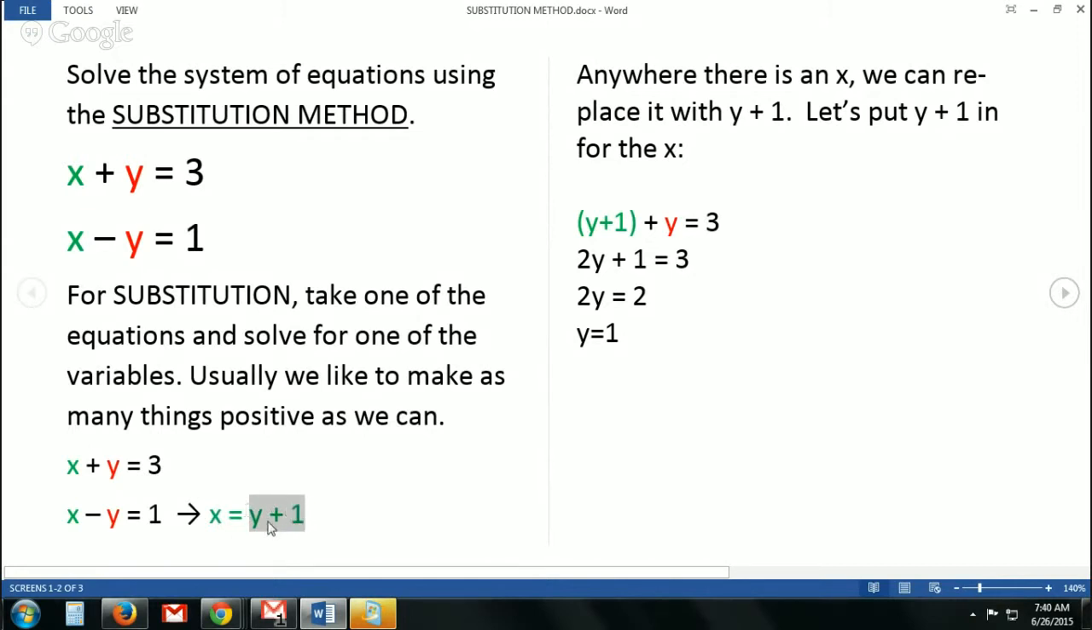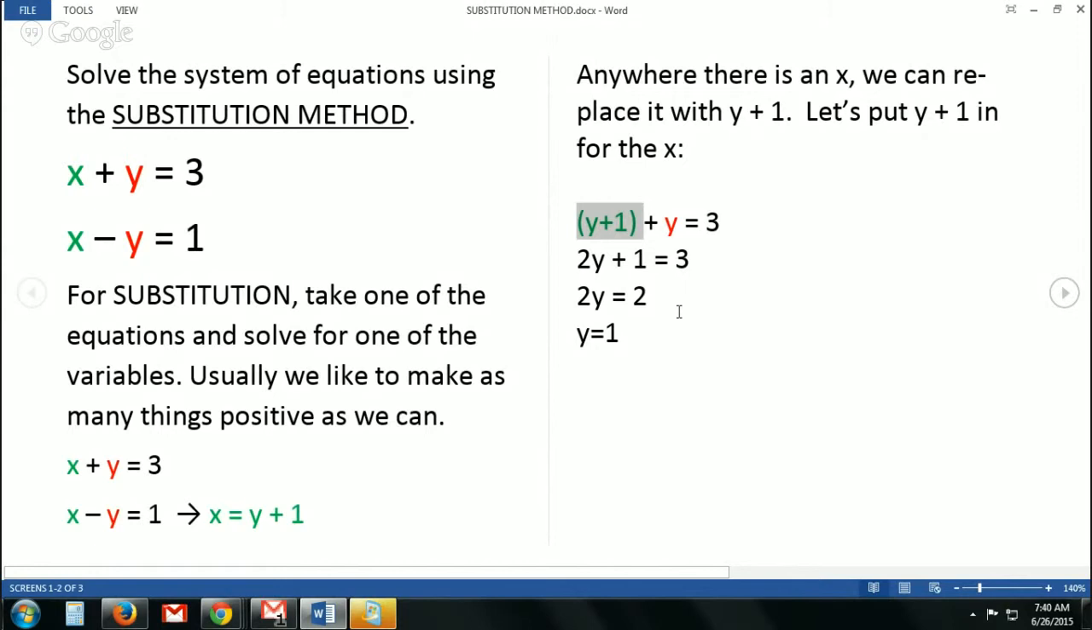So we can take the y plus 1 that we know x to be, and we can substitute it into the other equation in the place of x. Let's do that now. Anywhere there's an x, let's replace it with y plus 1. Putting y plus 1 in for the x gives me y plus 1 plus y equals 3. Now, I didn't really need the parentheses there, so let's take those away. Adding together the like terms, y plus y made 2y, and let's bring down that plus 1.